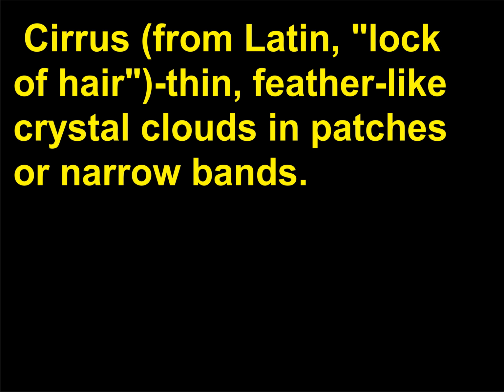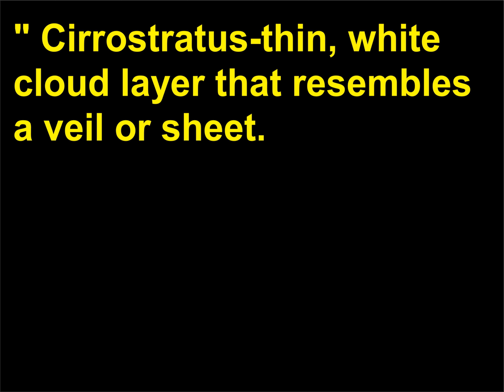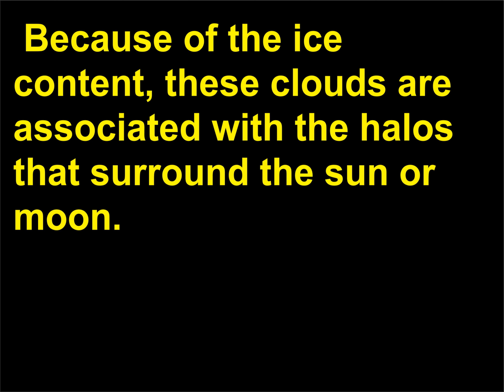Cirrus, from Latin, lock of hair, are thin, feather-like crystal clouds in patches or narrow bands. The large ice crystals that often trail downward in well-defined wisps are called mares' tails. Cirrostratus is a thin, white cloud layer that resembles a veil or sheet. This layer can be striated or fibrous. Because of the ice content, these clouds are associated with the halos that surround the sun or moon.